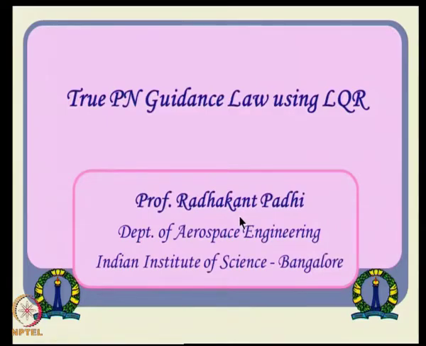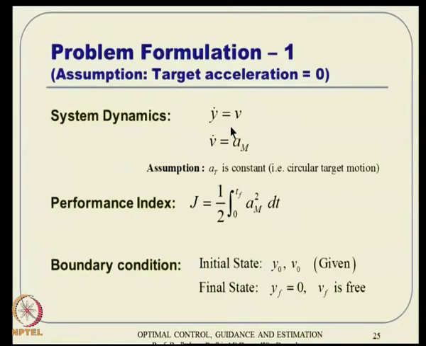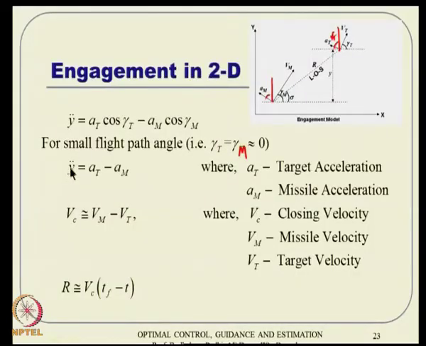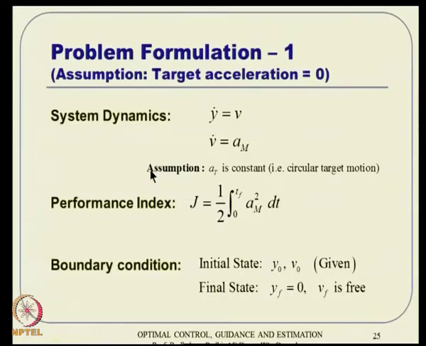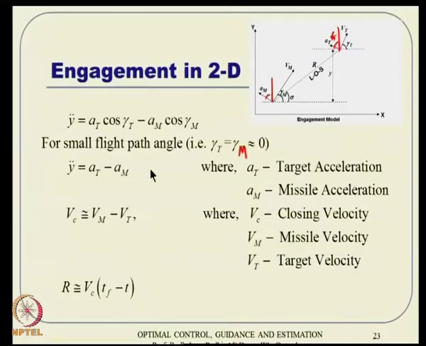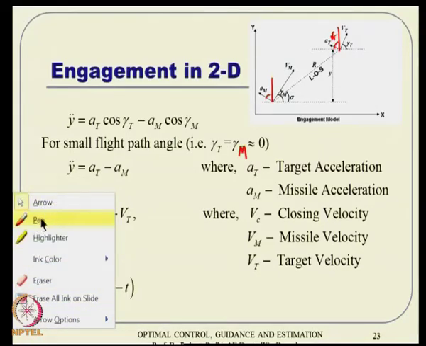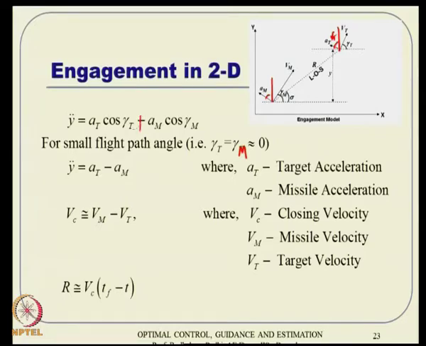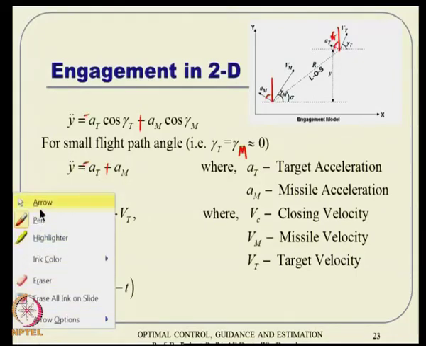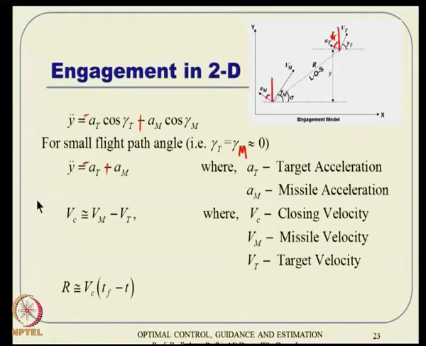Now, let us quickly derive this true PN guidance using LQR. So, the system dynamics is, remember, y double dot is AT minus AM. Okay, let us have a small correction here. For our formulation purpose, we will make it compatible rather. We will say y double dot is AM minus AT. So, we will have plus AM minus AT. That makes our life easier for derivation.